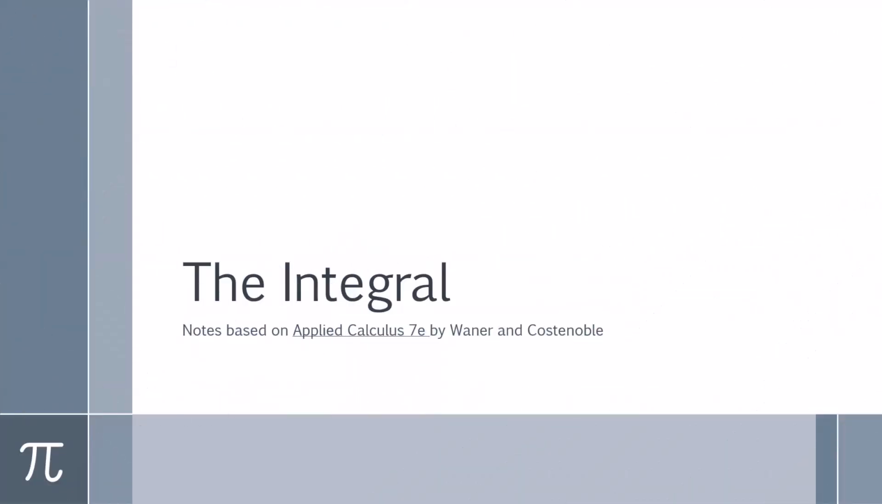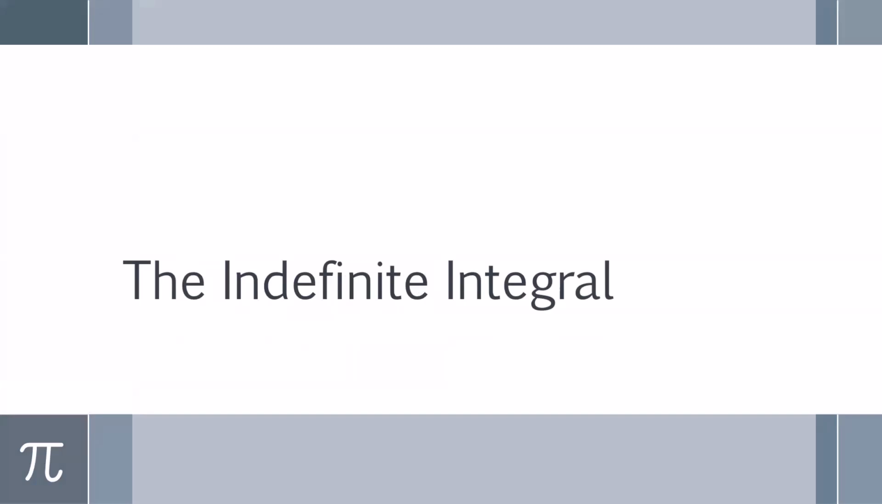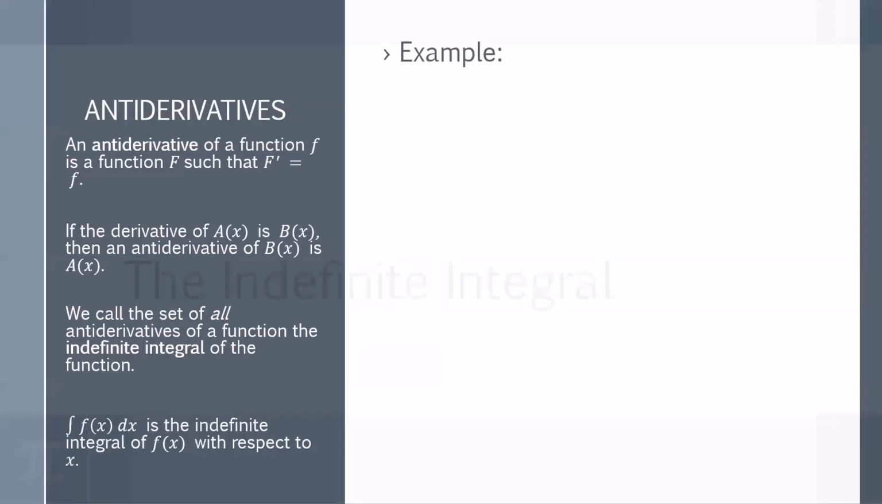The integral, the indefinite integral. An antiderivative of a function f is a function capital F such that capital F prime of x is equal to f of x. If the derivative of a of x is b of x, then an antiderivative of b of x is a of x.